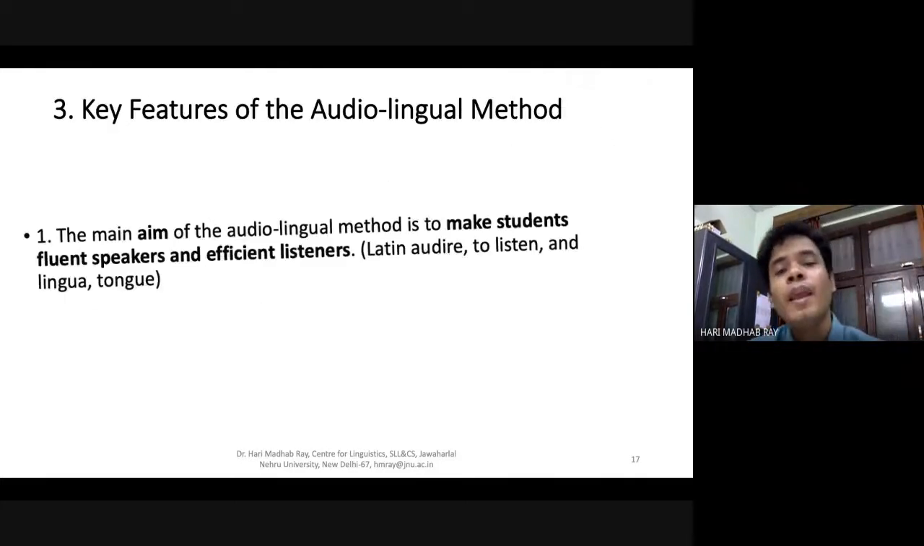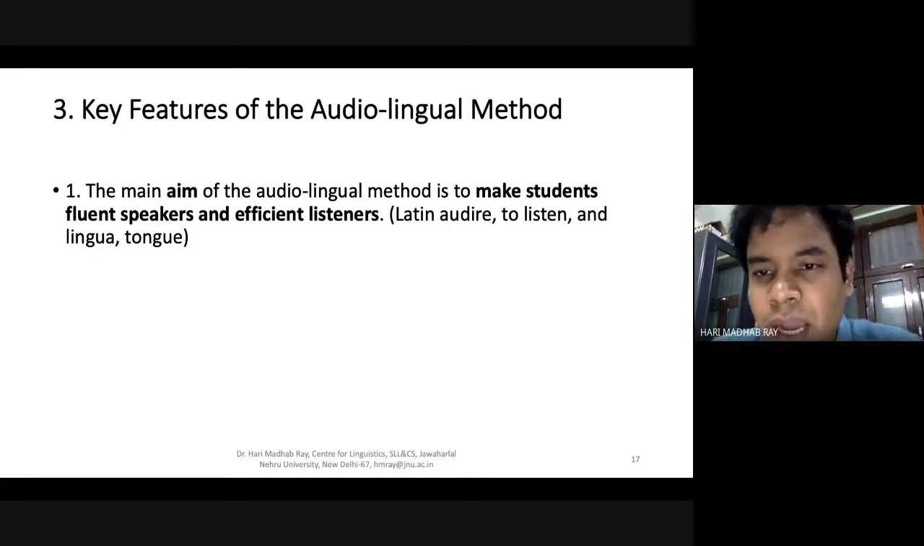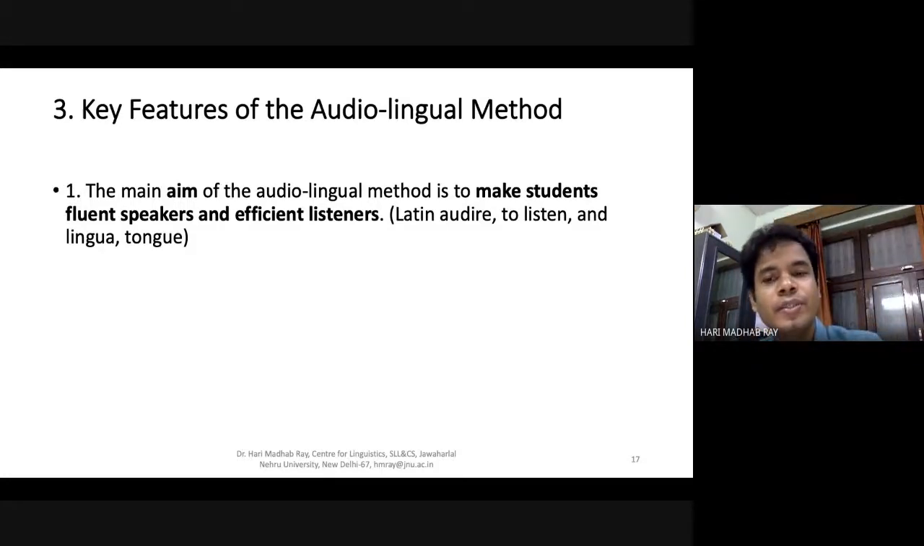So now what are the key features? I just gave you the background of the audiolingual method, the socio-historical context in which it came into the picture. Now briefly I'll talk about the key features of the audiolingual method and how a second language was taught by the practitioners. The main aim of the audiolingual method is to make students fluent speakers and efficient listeners. It's not only speaking, at the same time listening also.